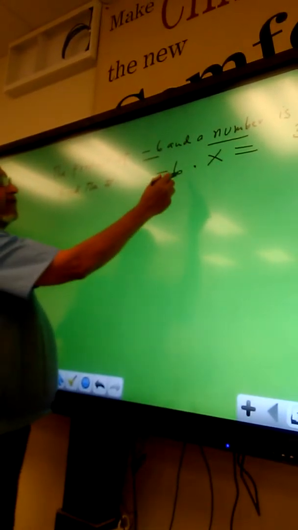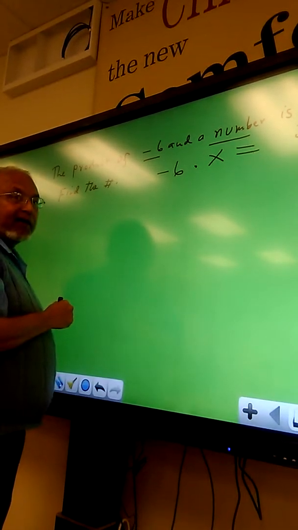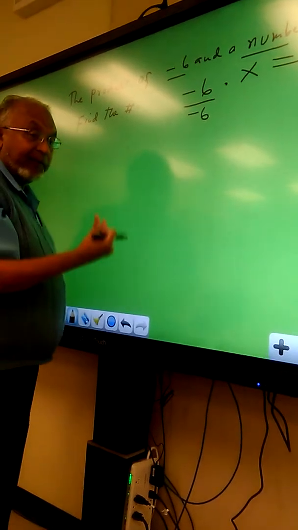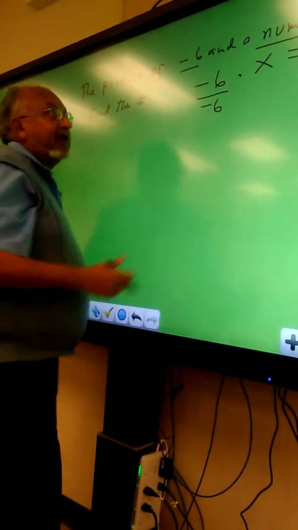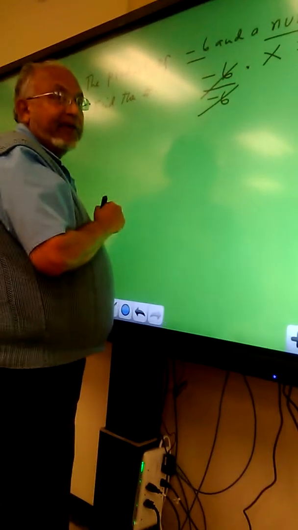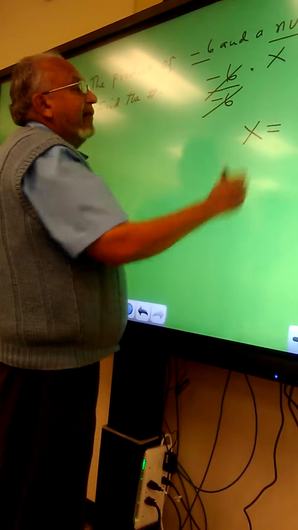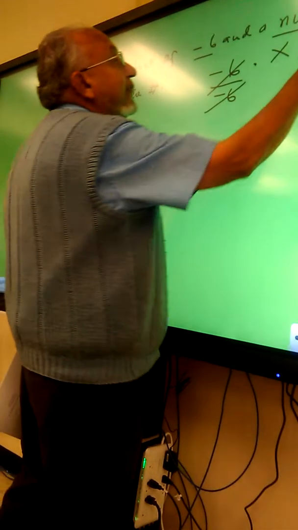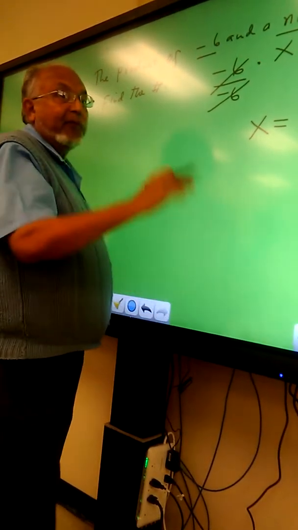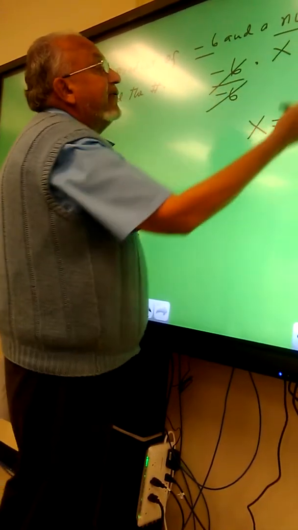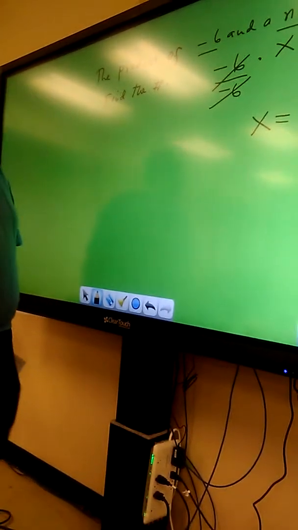So how do we find x? We divide both sides by what? -6. We have to divide by exactly the same number to get rid of it. So this disappears and x, that number, becomes what? -6. Yeah, because this is positive 36, remember? So positive divided by negative makes negative. If it was -36, then the answer would be positive, right?